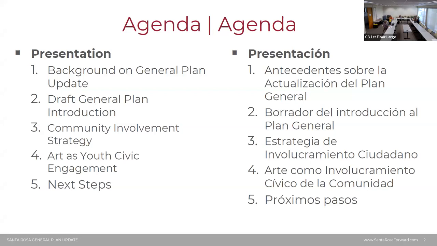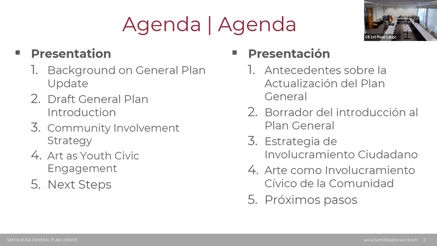We're gonna talk today about five specific topics. Number one, the background on the general plan update, so you can know where we were and how we got here, because it's been a two-year process and we wanna let you know how this process was created, why we are here, why we have a general plan, what it is, and why we are presenting here today with the Art and Public Places Committee.